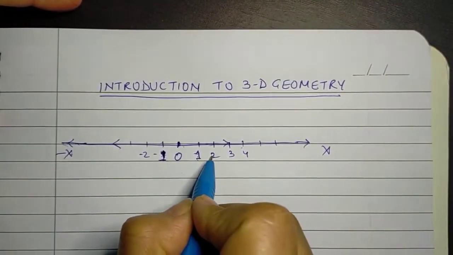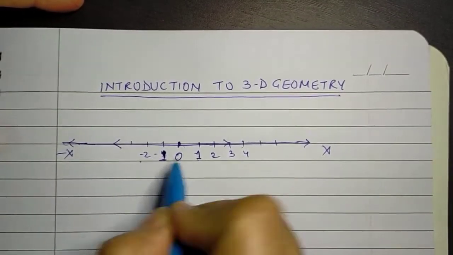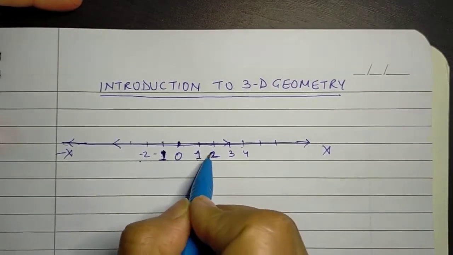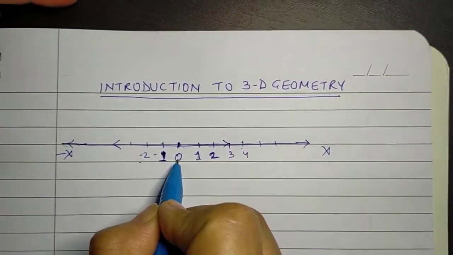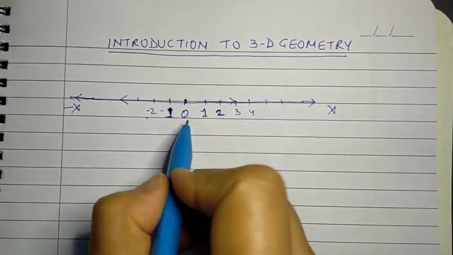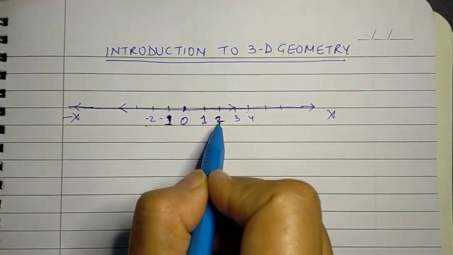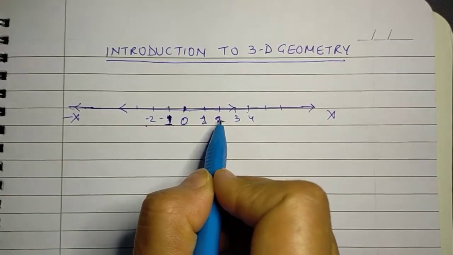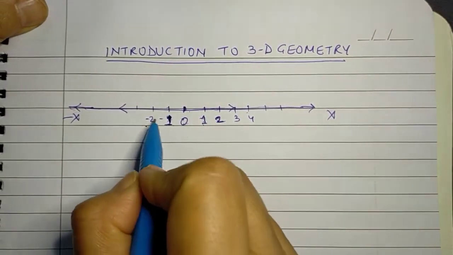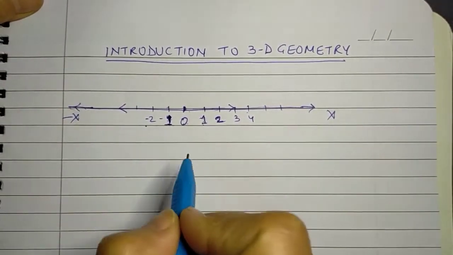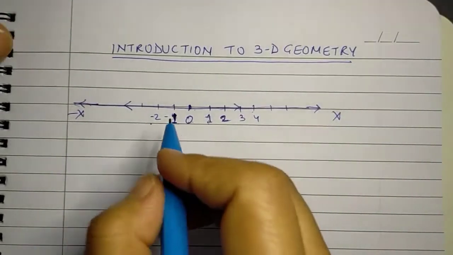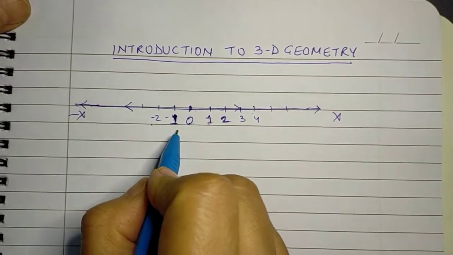Same way with 2 and minus 2. We know that 2 and minus 2 both are at the same distance from the fixed point 0. But the sign associated with it tells us that 2 is on the right side of 0 on the number line, whereas minus 2 is on the left side of 0.